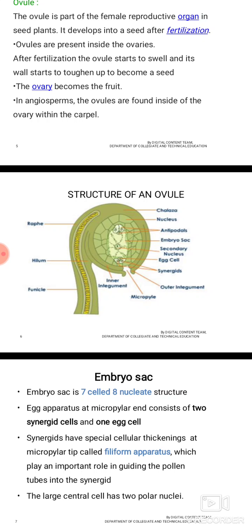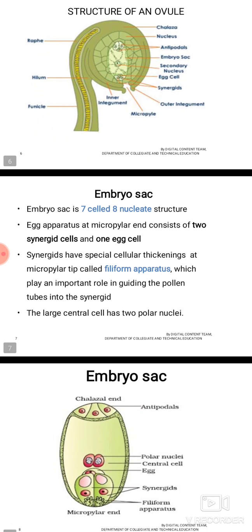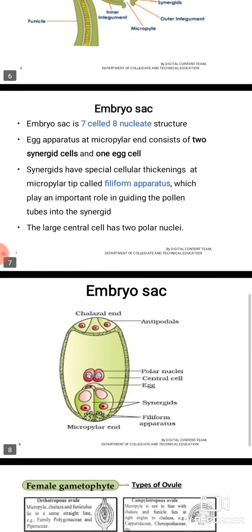Egg apparatus is present towards the micropylar region, and it consists of 2 synergid cells and 1 egg cell. The synergids have special cellular thickenings at the micropylar tip known as the filiform apparatus, which play an important role in guiding the pollen tube into the synergids. The large central cell has 2 polar nuclei, and towards the chalazal region there are 3 antipodal cells.